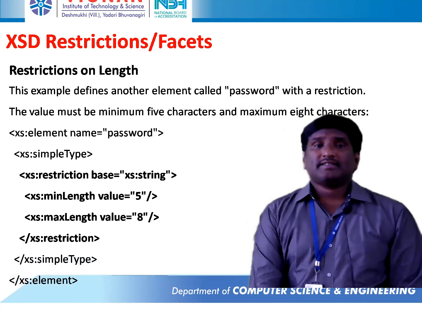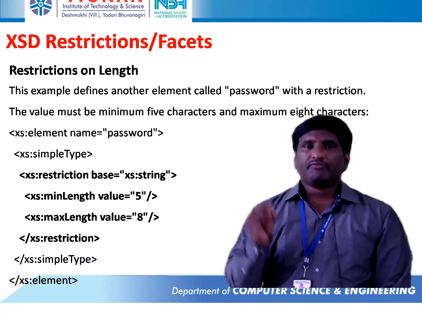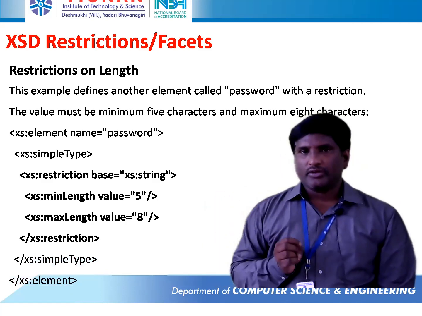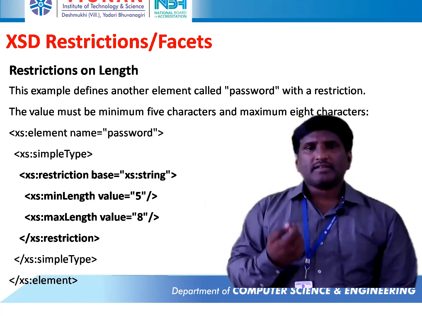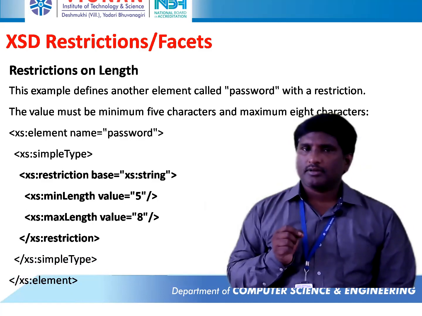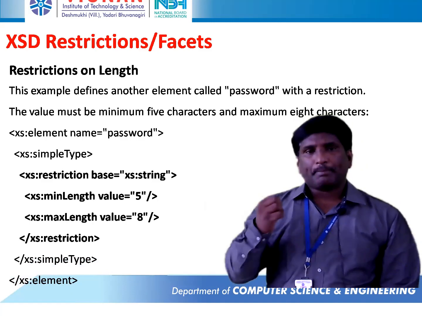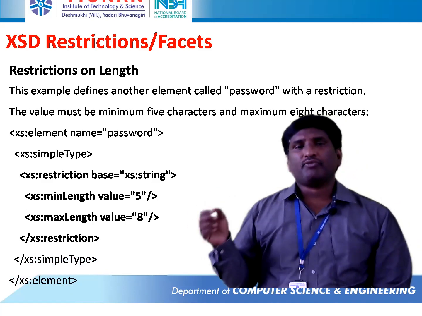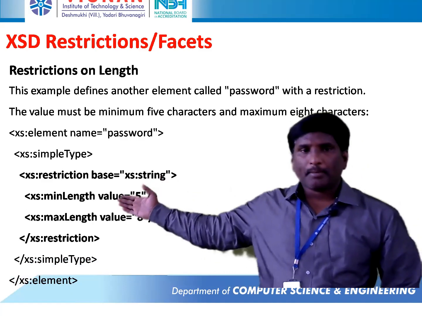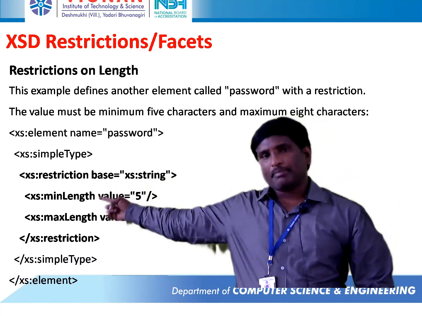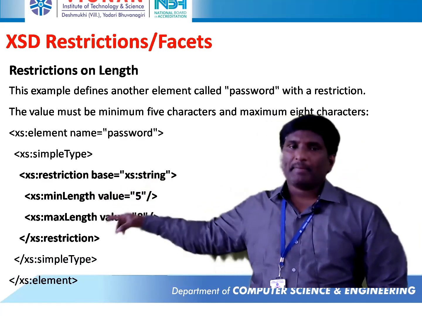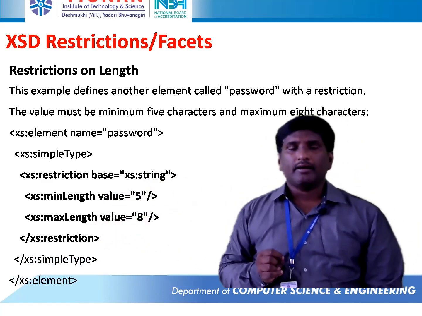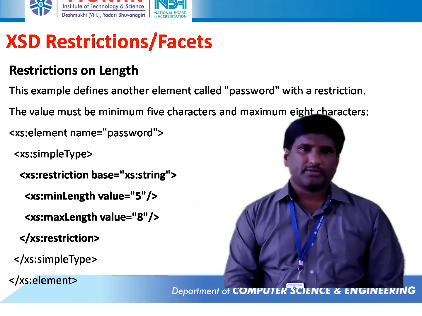The next restriction of length is a minimum of 5 characters. A password consists of a minimum of 5 characters and a maximum of 8 characters. In the previous example, the password should consist of exactly 8 characters, but in this example the password should consist of minimum 5 characters, maximum 8 characters. For that we are using the restriction minLength, with capital L, you should observe, value equal to 5, and maxLength, capital L, value equal to 8. We are applying a restriction for the element password.